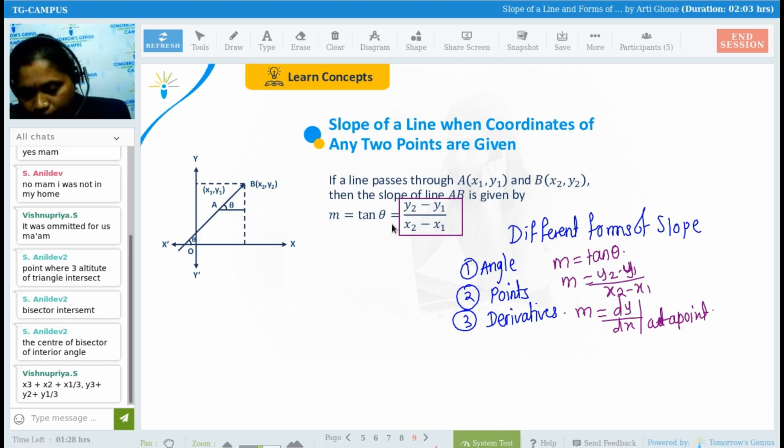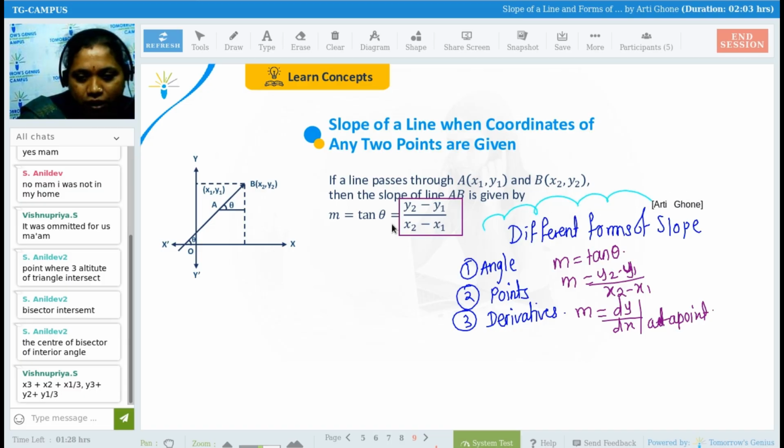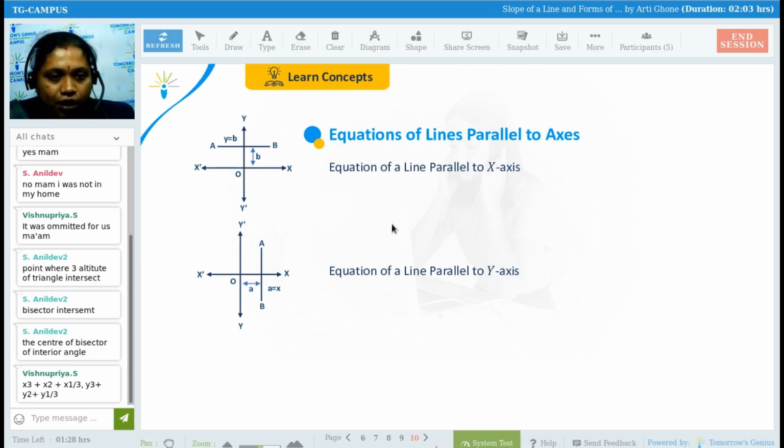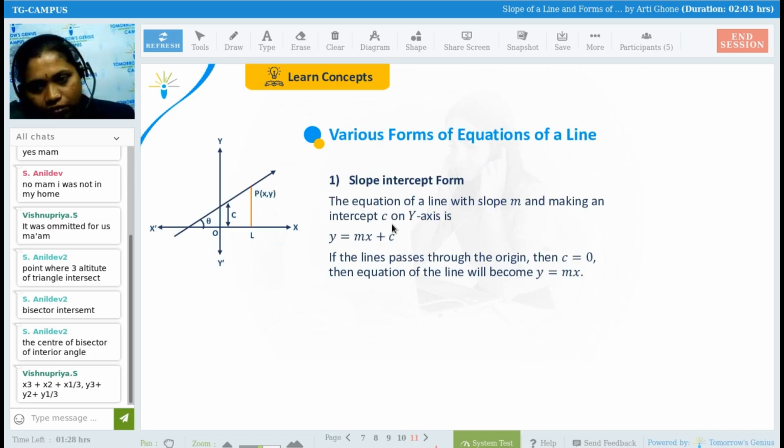Okay, now the different forms of slopes are cleared. Have a smile on your face. Everything is very simple today. Don't worry. Maths is so simple. You must know how to apply it. Okay, so this is about the slope. Now, equations of the lines parallel to the axis. Before going to this form, we'll first study the different forms of the equations. Then I'll explain this one. Okay, it will be easier to remember.